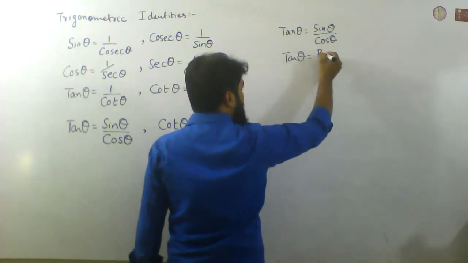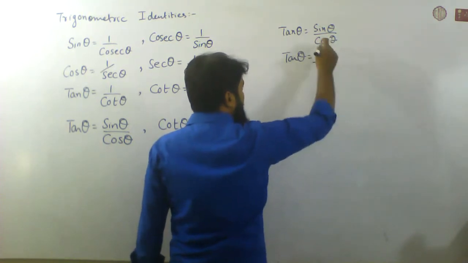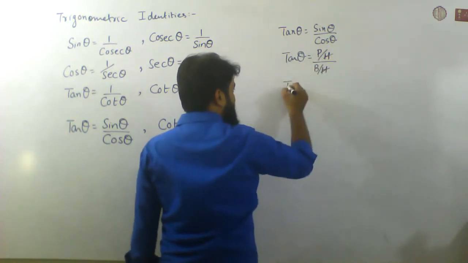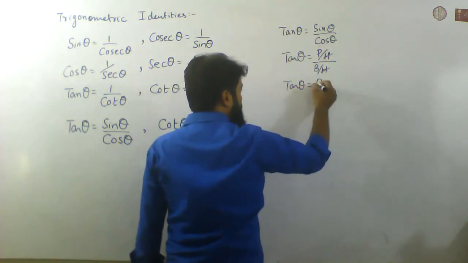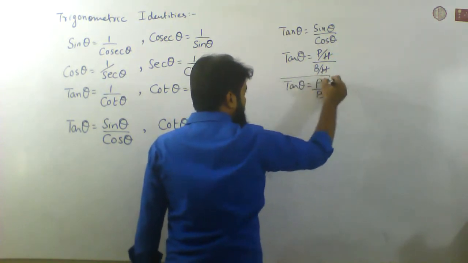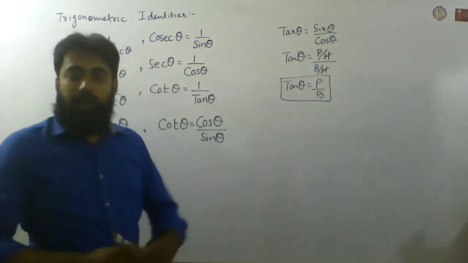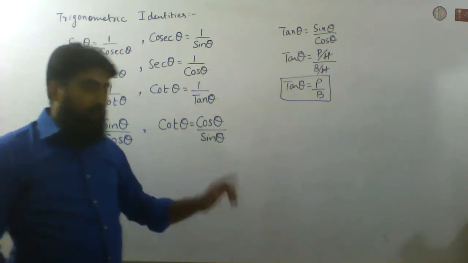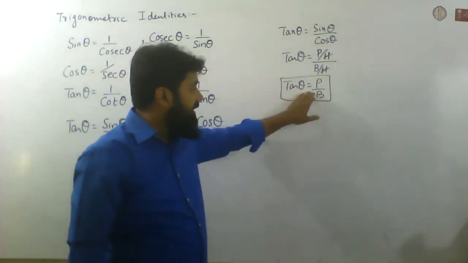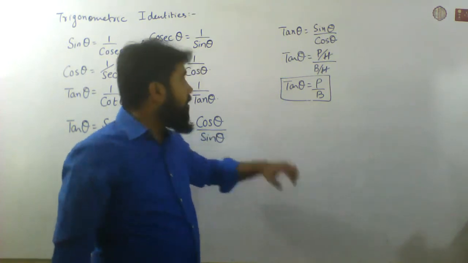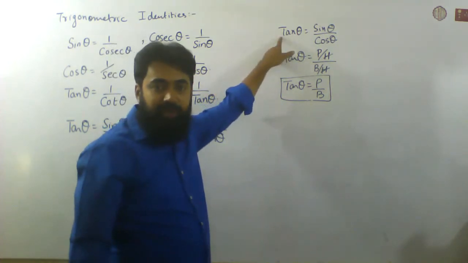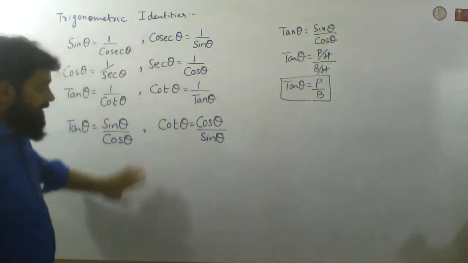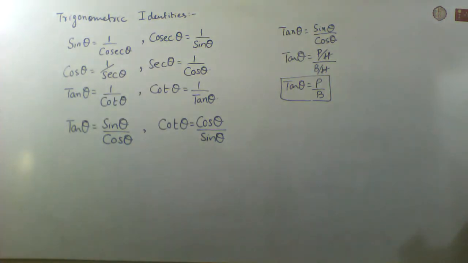Sin theta is perpendicular upon hypotenuse, and cos theta is base upon hypotenuse. Hypotenuse and hypotenuse will be cancelled. So tangent theta equals perpendicular upon base, which is the ratio of sides of a right angle triangle. So we know tangent theta is perpendicular upon base, and from here I have derived that tangent theta equals sin theta upon cos theta. In the same way, all these workings can be done over here.